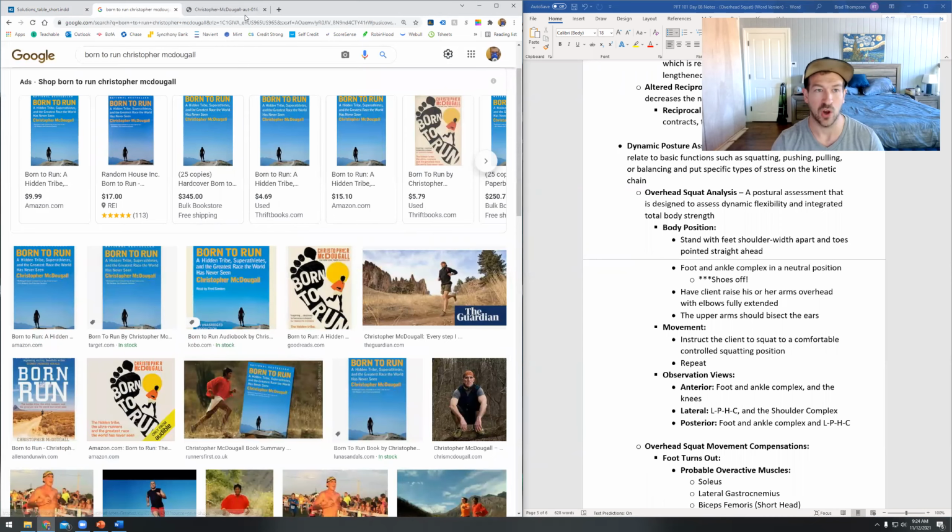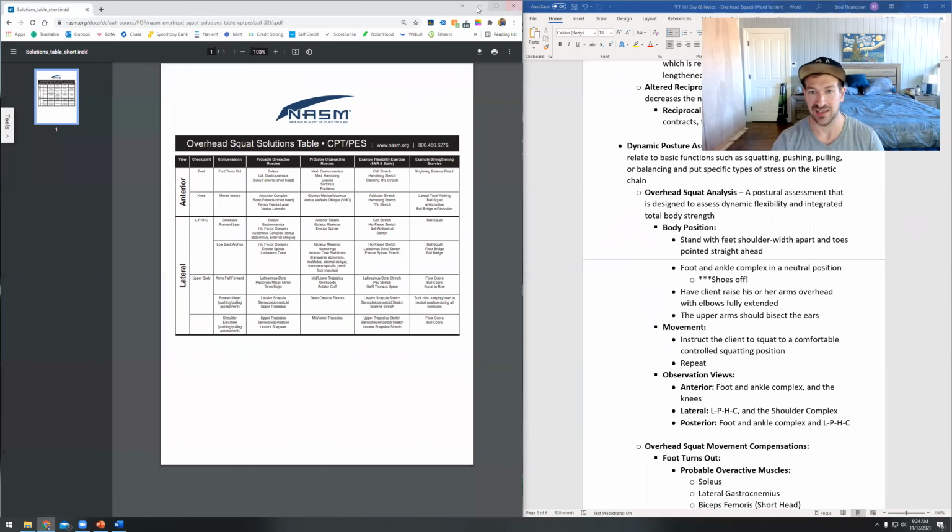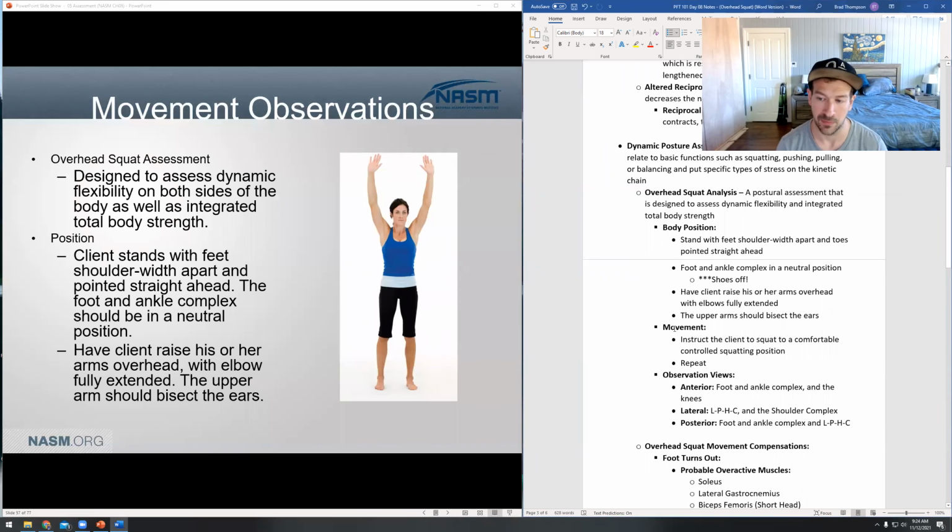We've over-padded our shoes, and it has led to these improper postures. So we want to tell our clients to take their shoes off, because we want to see how they can move with their feet in a neutral position. Have them raise their arms overhead with elbows fully extended. Now, this lady's doing palms forward.